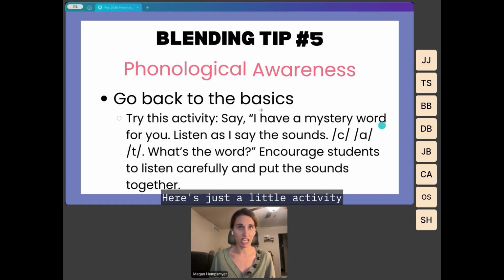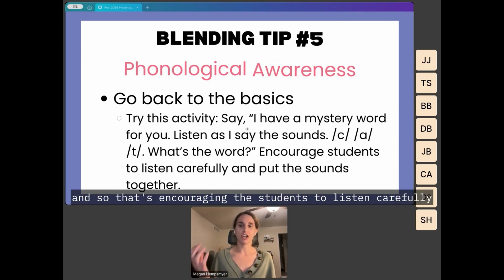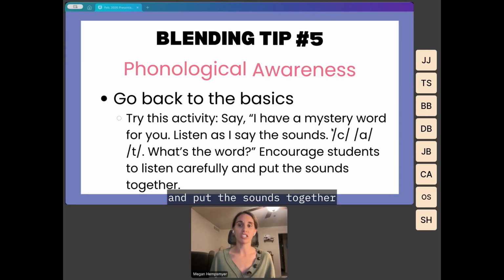Here's just a little activity that I've used before. So I have a mystery word for you. Listen as I say the sounds. At, what's the word? And so that's encouraging the students to listen carefully and put the sounds together.